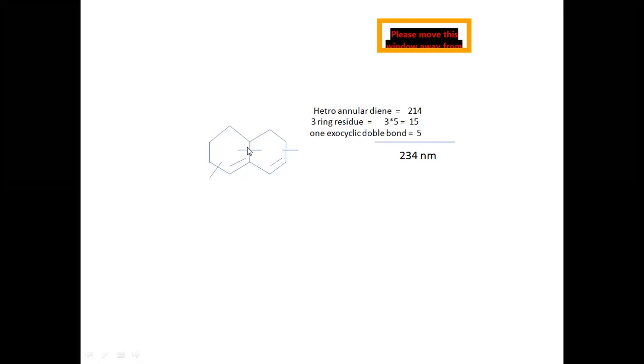Now come to this. In some of the books, ring residues have been wrongly shown. You consider this example. If you consider this example, then this is our base. Double bond CH2, double bond CH2. Now it is a heteroannular diene. Two double bonds are present in two different rings. So 214 nm, 215 nm.